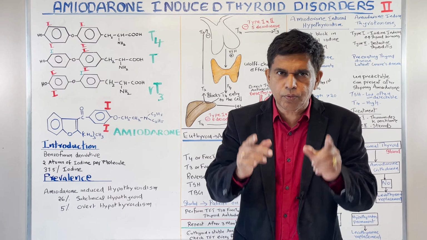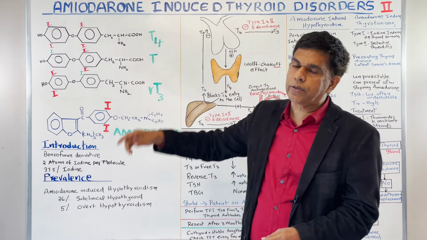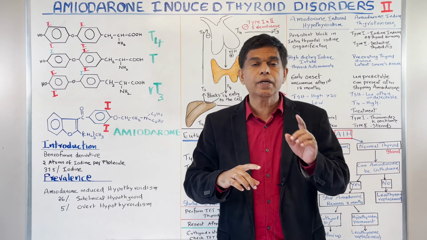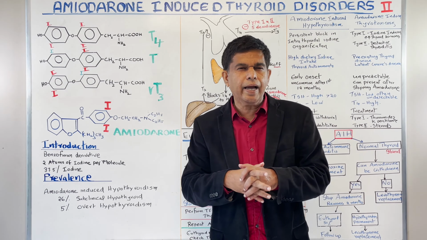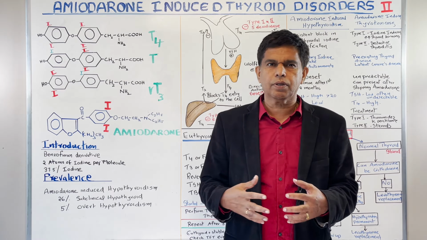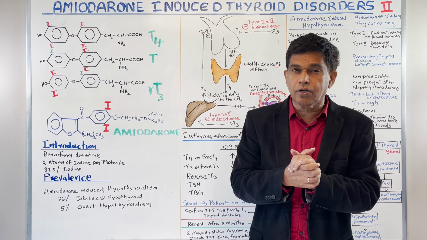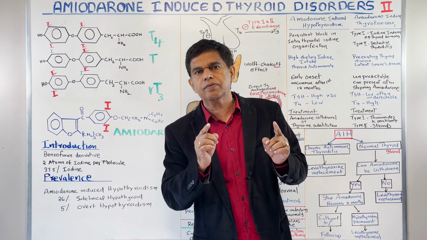Let's start our topic today. The topic is again amiodarone-induced thyroid disorders. Like yesterday when we gave the presentation, we talked about amiodarone-induced thyrotoxicosis. Today we're going to concentrate on amiodarone-induced hypothyroidism a little bit. Before we go any further, we first need to know the structure of amiodarone and what its similarity is with T4, T3, and reverse T3.